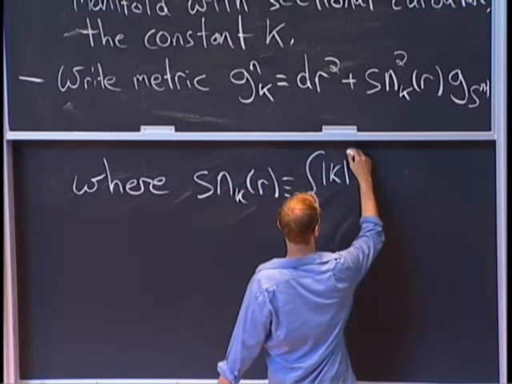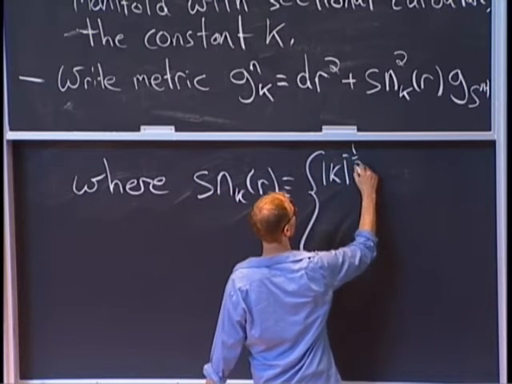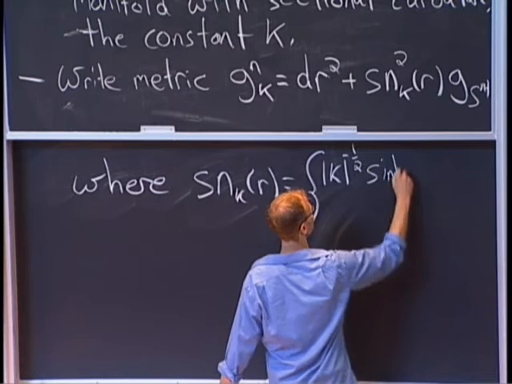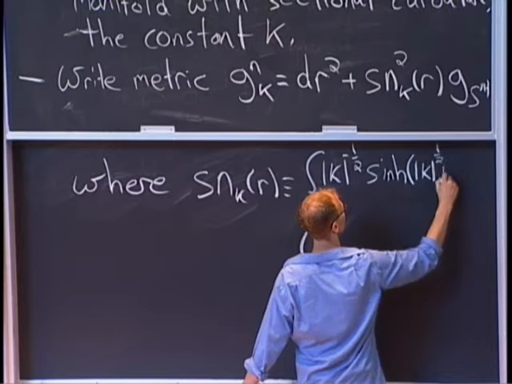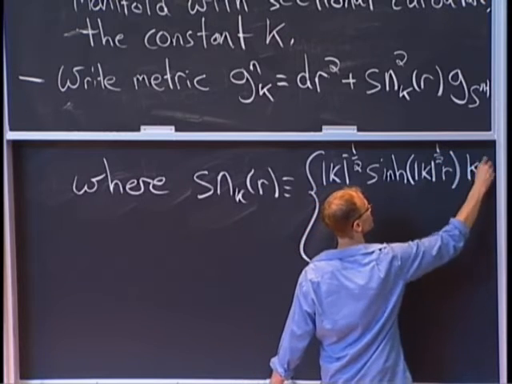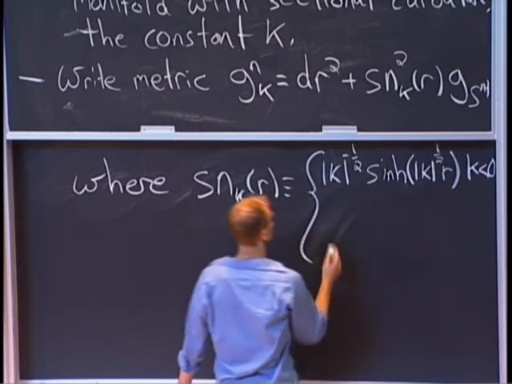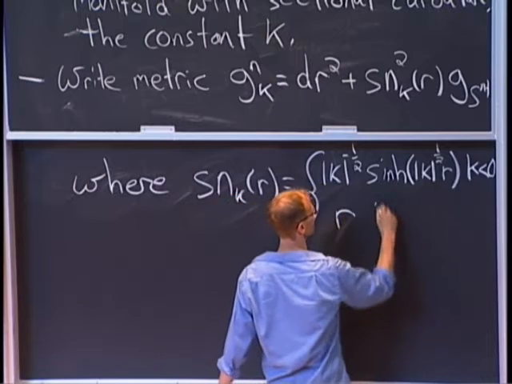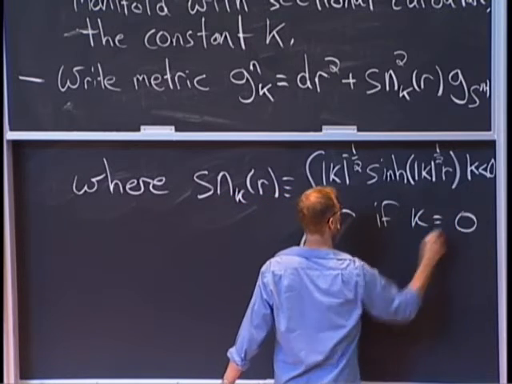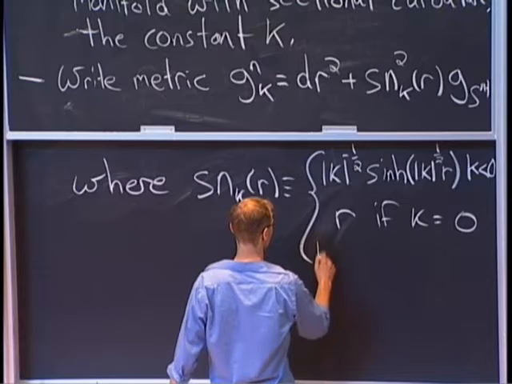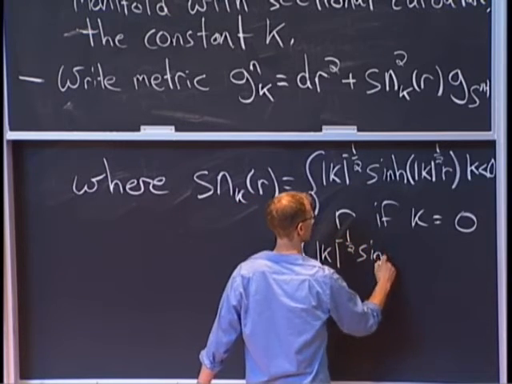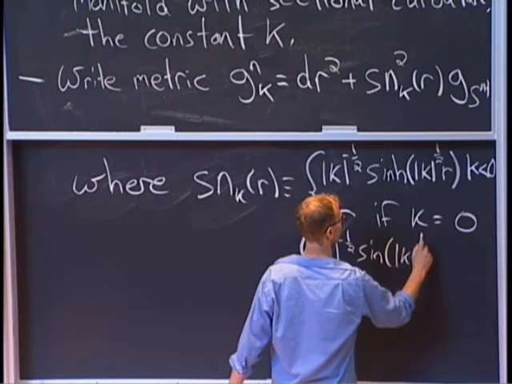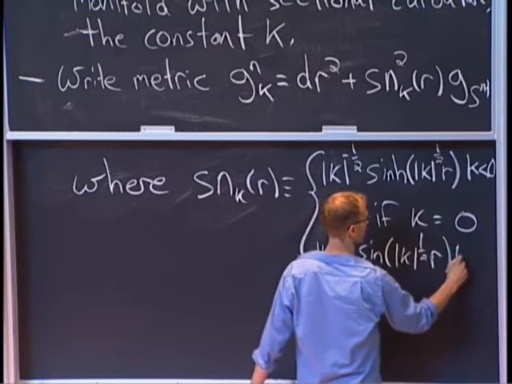The function is k to the -1/2 sinh of k^(1/2) r if k is negative, r if k is 0, and k to the -1/2 sine of k^(1/2) r if k is positive.